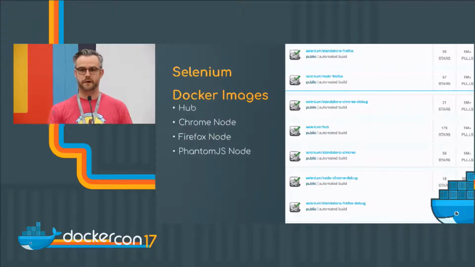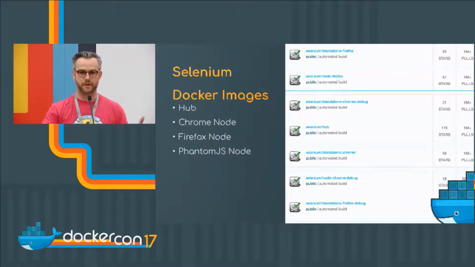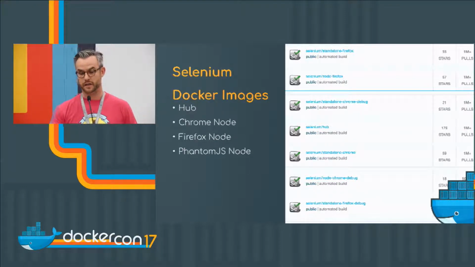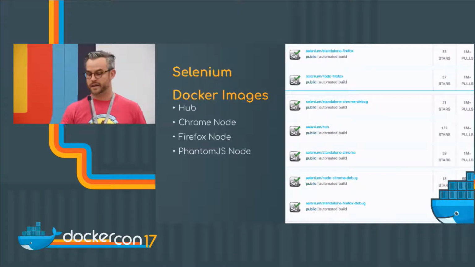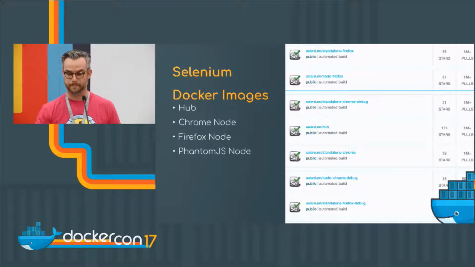Selenium provides a couple of Docker images on Docker Hub. There's one for Chrome, Firefox, and PhantomJS. And they're all actively updated with the different browser versions and Selenium versions. They're all roughly about 700 megabytes. They're pretty easy to pull down and share. And in our case, we've customized these and pushed them up to our own internal Docker registry.